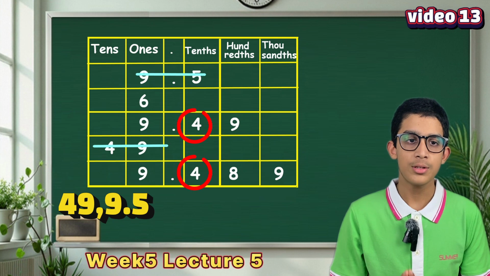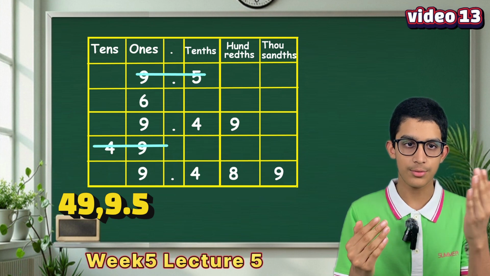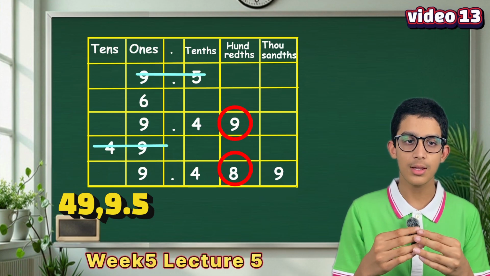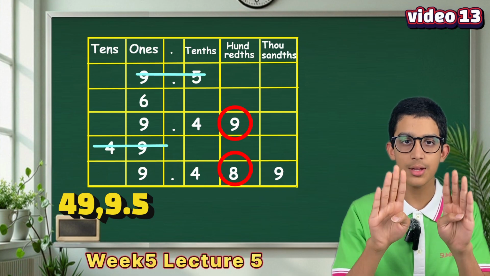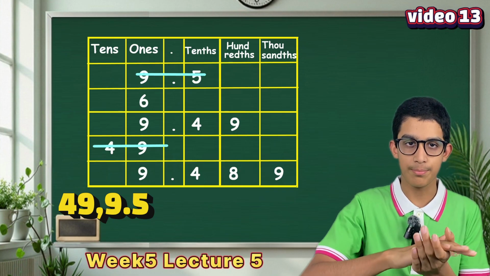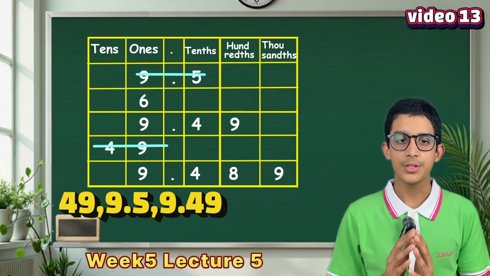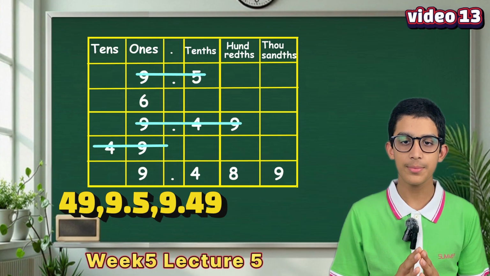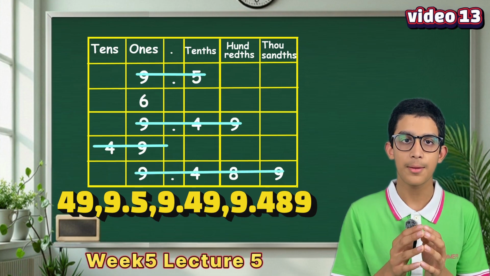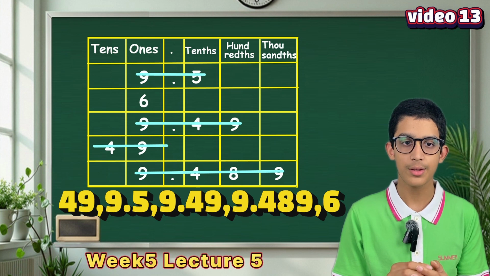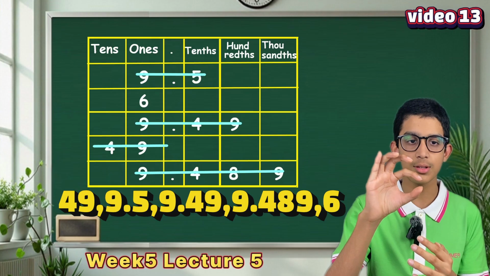9.49 and 9.489 both have 4 tenths, so we move to the hundredths. 9.49 has 9 hundredths, and 9.489 has 8 hundredths. So the next biggest number is 9.49. We put it next and cross it out from the table. Next, we put 9.489. Finally, we put 6. 6 is the smallest, since it has the smallest ones among all the numbers.